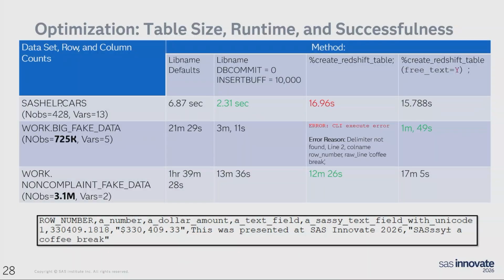All right, so right off the bat, we see that the macro is not always the best solution. In row 1, we see that it takes 16 seconds to upload the Dinky SAS help cars dataset using the macro, but only seconds using the LibName options. This is because of all the extra steps being taken in those 569 lines of code. It simply cannot outrun the one data step even without the bulk load options.